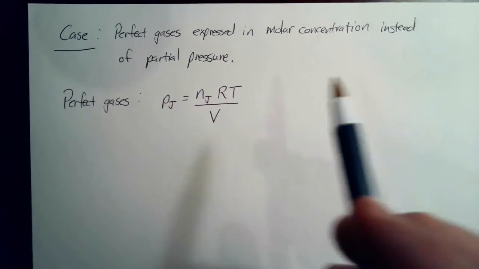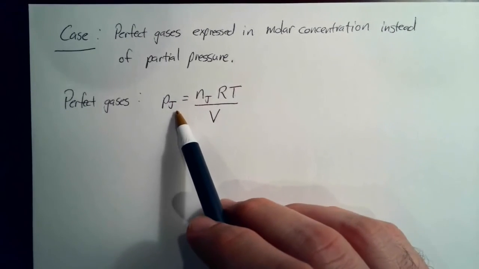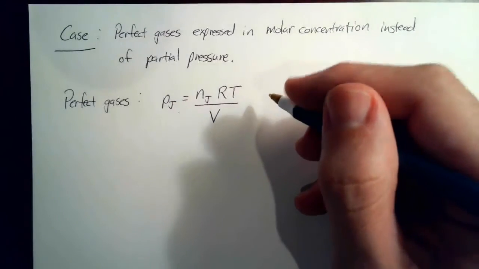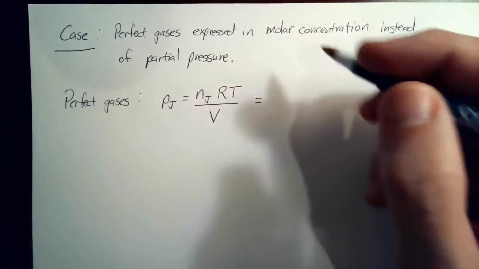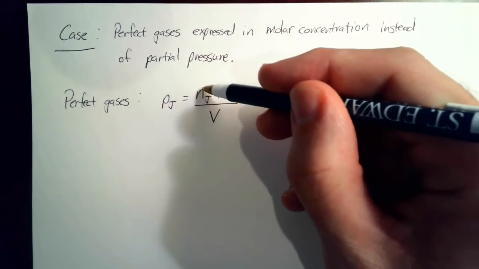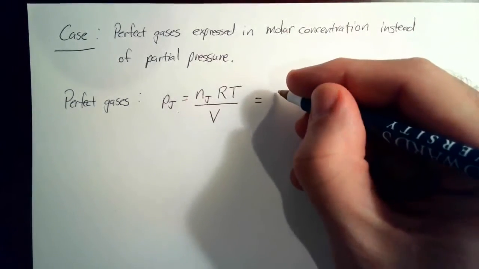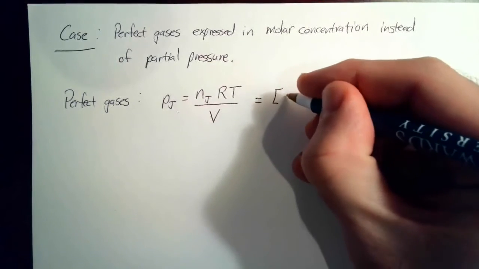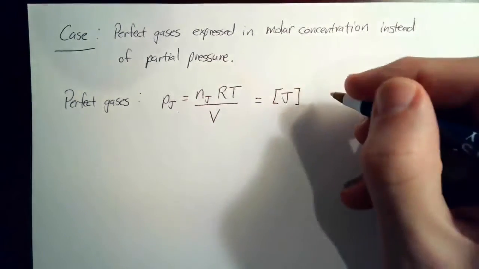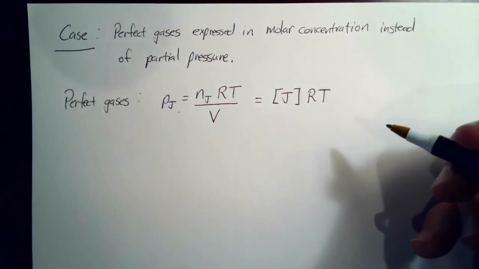All right, so the perfect gas law, P equals nRT over V for species J. And this is equal to Nj over V, the number of moles of the gas over the volume, is the concentration. So I'm going to write that as concentration of species J, RT. So this is just the perfect gas law.